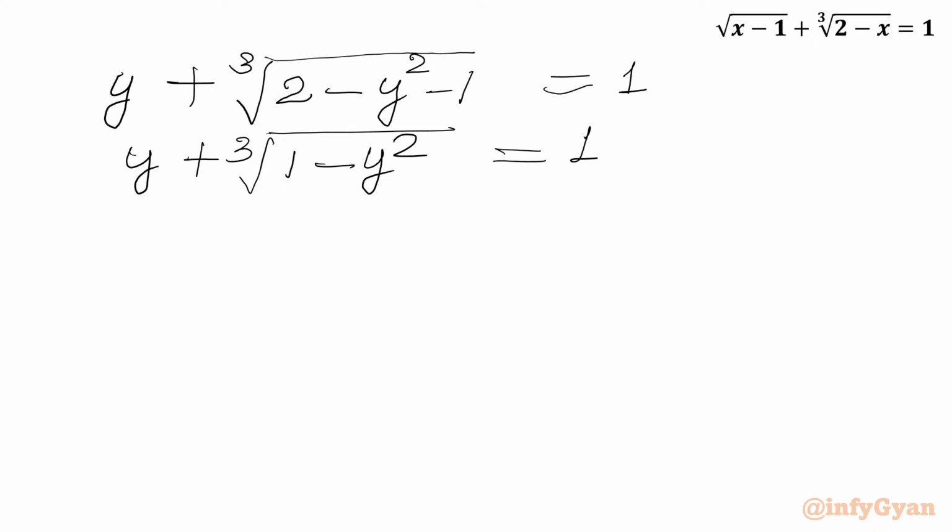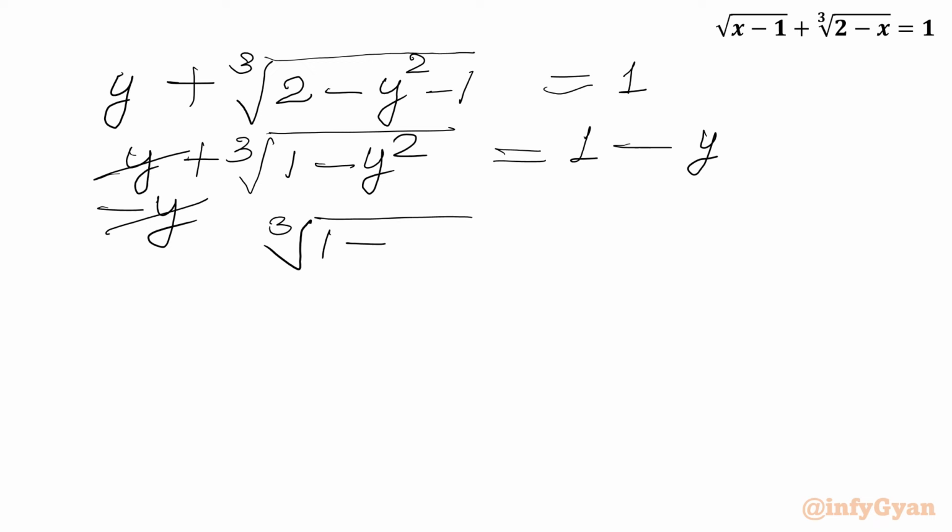Now we will subtract y from both the sides. So I will write minus y. So plus y and minus y will be over. We will write cube root of 1 minus y square equal to 1 minus y.